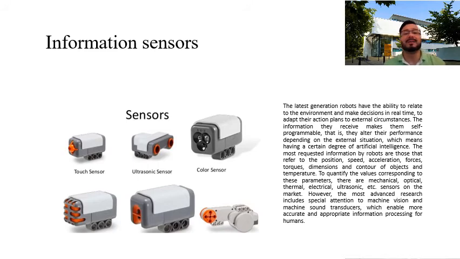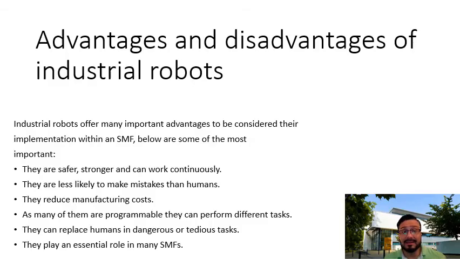A miscellaneous category includes other types of sensors that might be used in robotics, such as devices for measuring temperature, fluid pressure, fluid flow, electrical voltage, current, and various other physical properties. Finally, we will see some advantages and disadvantages of industrial robots. Industrial robots offer many and important advantages to be considered in their implementation within a flexible manufacturing system. Some of the most important are mentioned here.